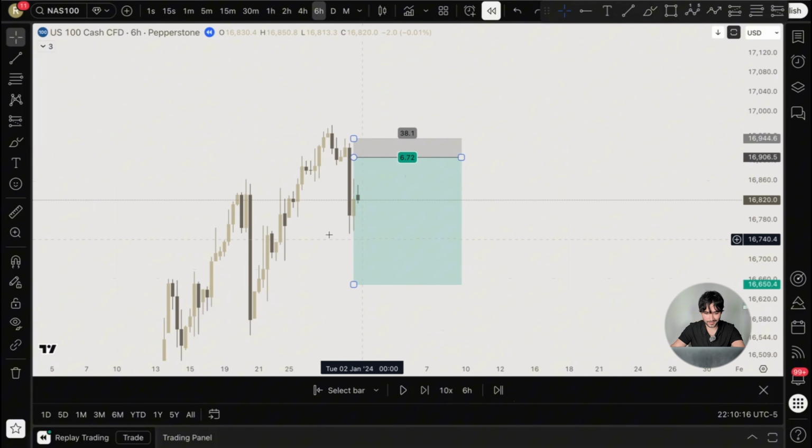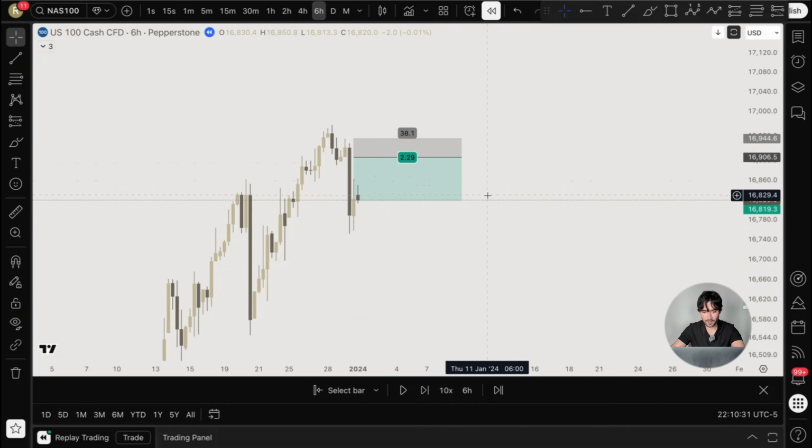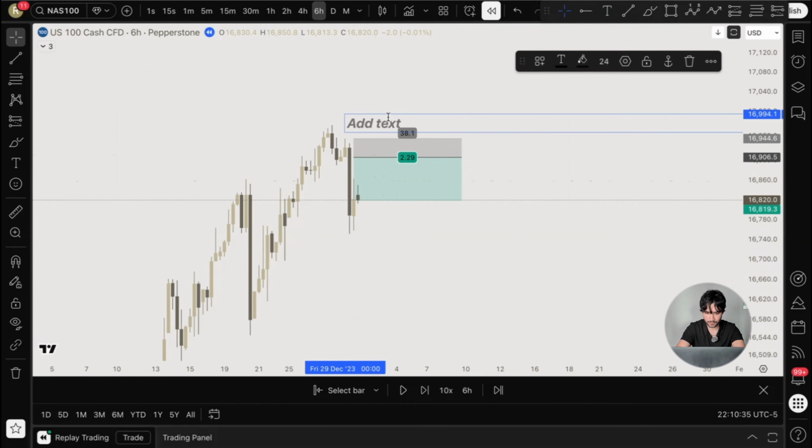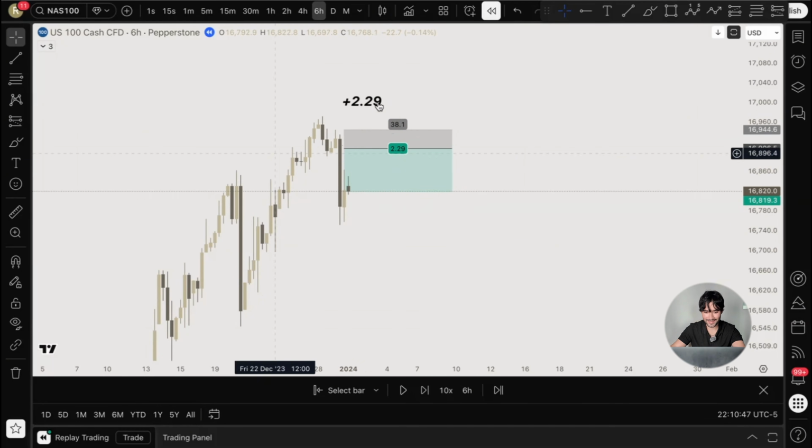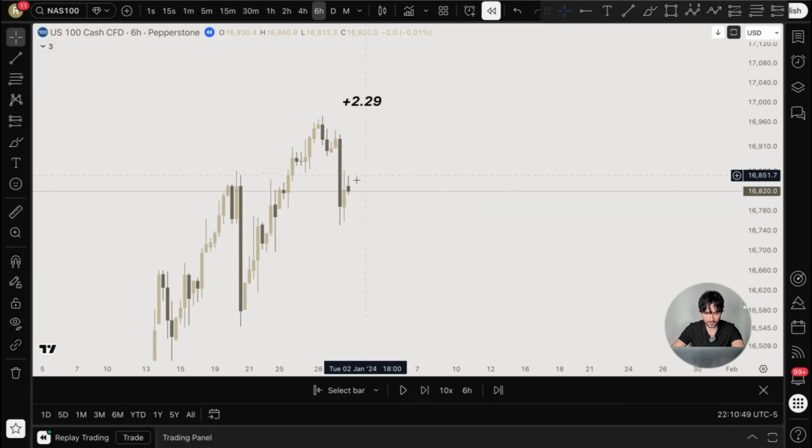Okay, as you can see, there was a little bit of a pullback, but we ended up with a total of 2.29R. So we'll go ahead and denote that on screen here, 2.29. And of course, we would have went ahead and closed this position. So we'll go ahead and do that.